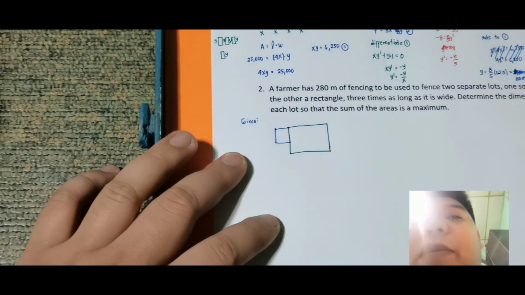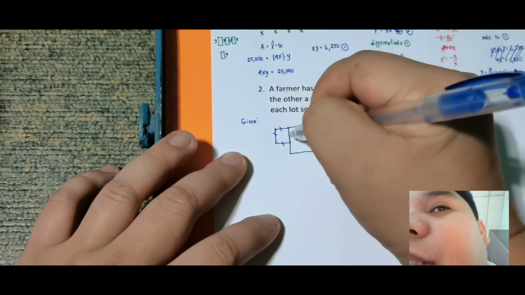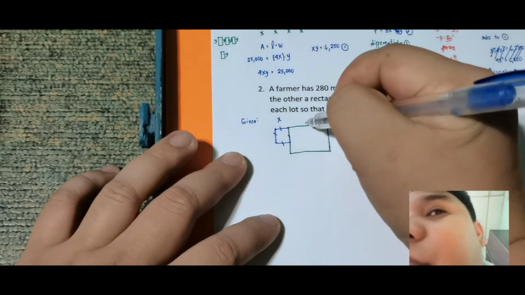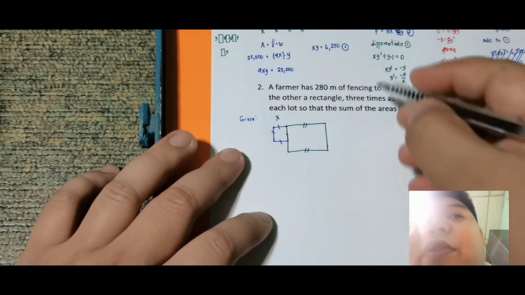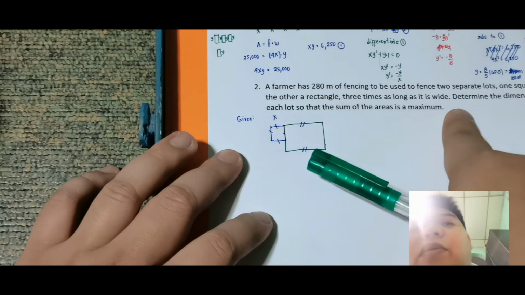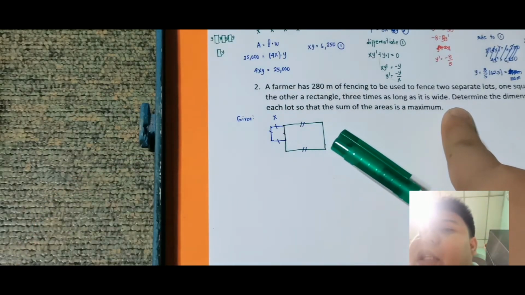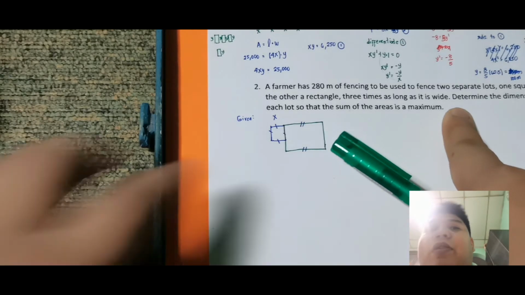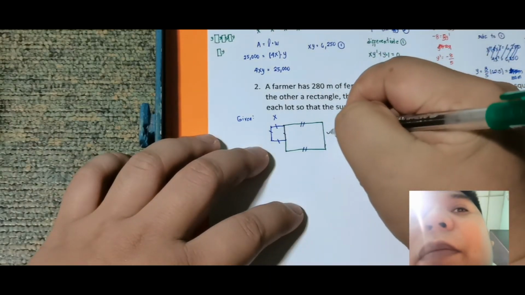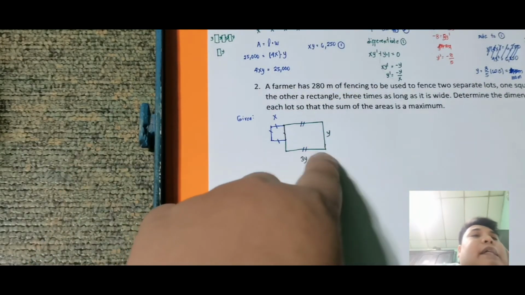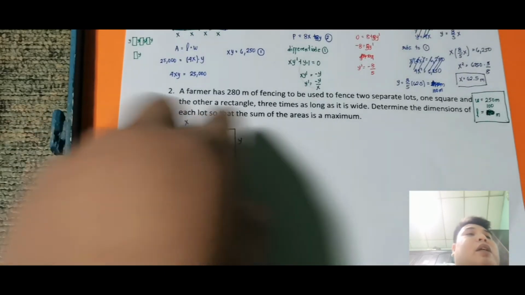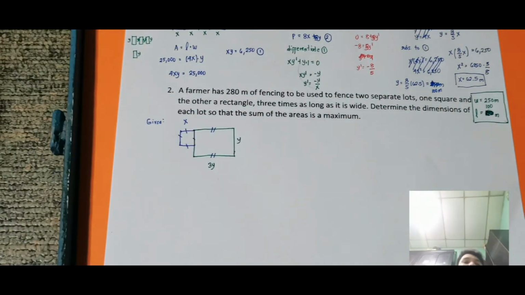Okay, so let's say na pangalanan natin itong square. So, ito square. So, this is x. Okay, so this is parallel dito or equal sila dyan. Congruent rather. So, the rectangle is 3 times as long as its width. So, meaning, kung ito yung y, ito ay 3y. Kumbaga, yung length ng ating rectangle. Then, determine the dimension of each lot so that the sum of the area is a maximum.